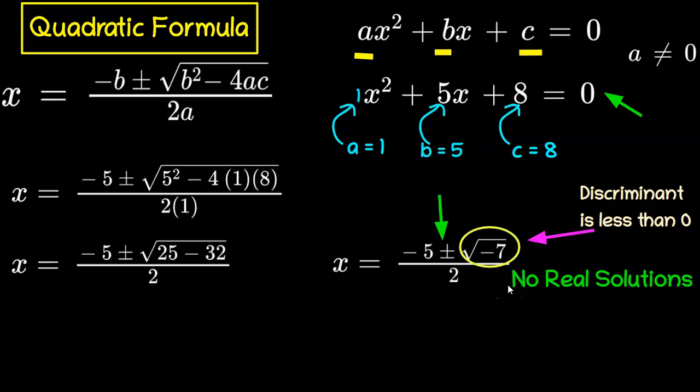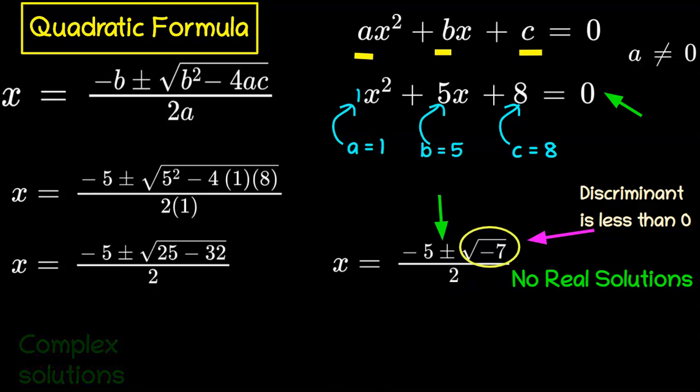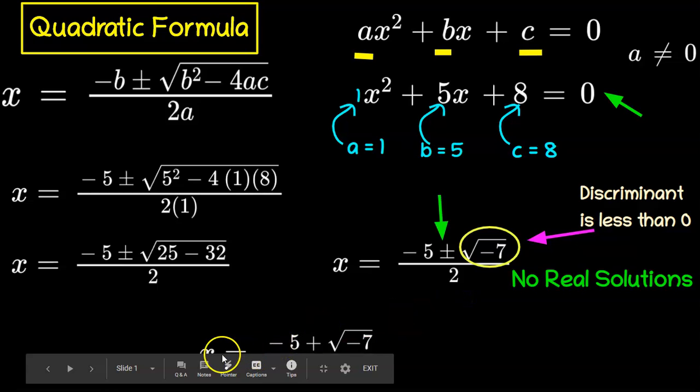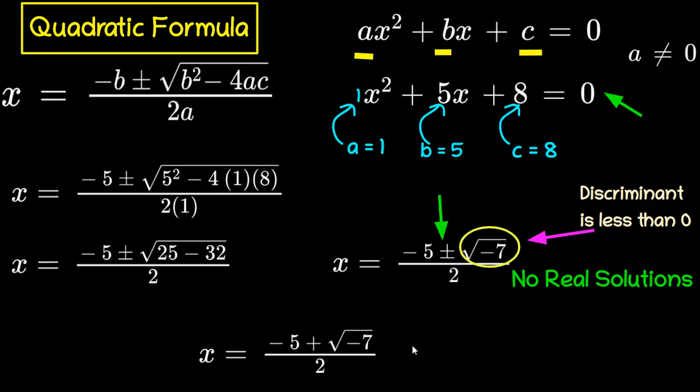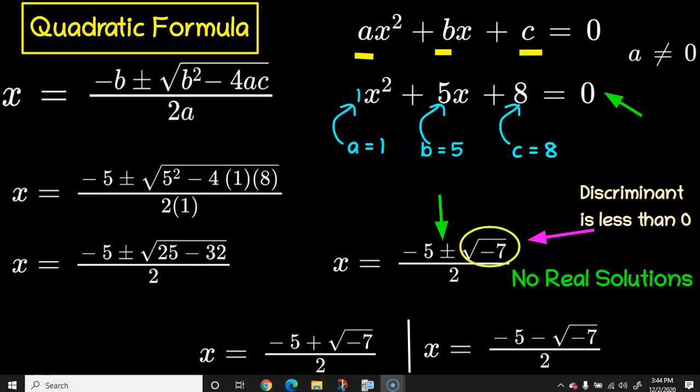But for the meantime, let's take the plus and minus and split them up into two separate expressions, because as we go further, we'll have to write about complex solutions. So taking the plus, we'll have x equals negative 5 plus the square root of negative 7 over 2. And then taking the minus sign, we got x equals negative 5 minus the square root of negative 7 all over 2. So again, for the time being, we will leave our answers in these forms until we discuss complex solutions.